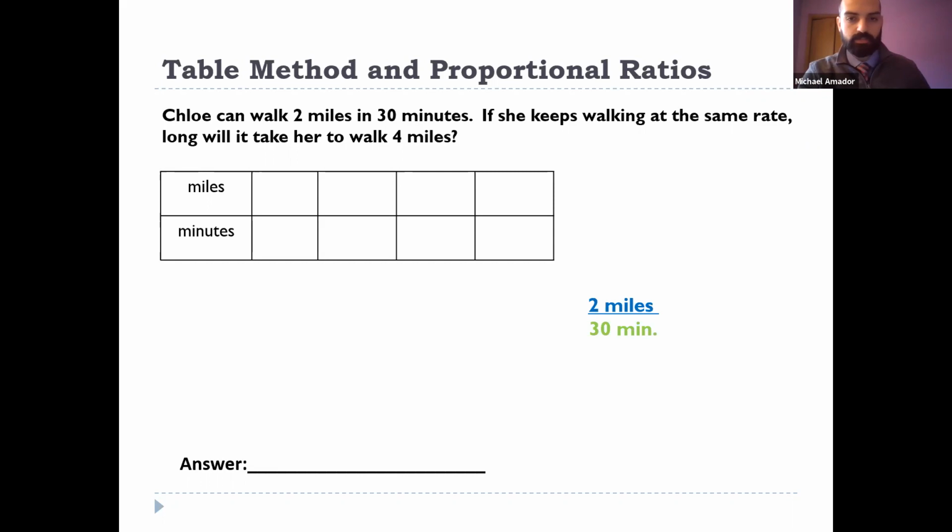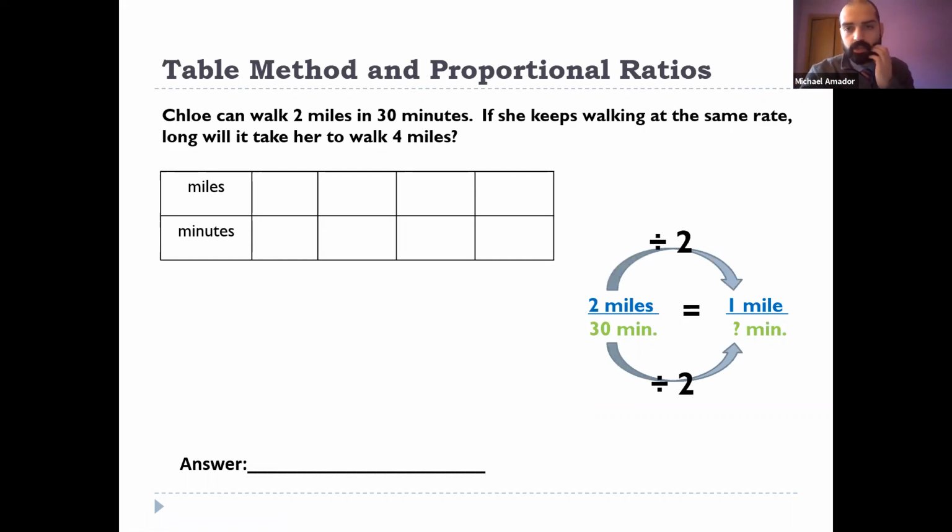So I can create this ratio table. So 2 miles for every 30 minutes. That's a ratio right there, which is written as a fraction. And I want to know, what is that if she only goes 1 mile? How long would it take? So I need to think to myself, what do I have to do to get from 2 to 1? To go from 2 to 1, we divide by 2. So if we do that on the top, to go from this side to this side, we need to do that on the bottom to go from this side to this side.